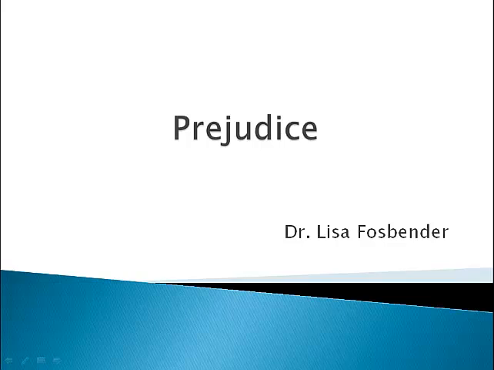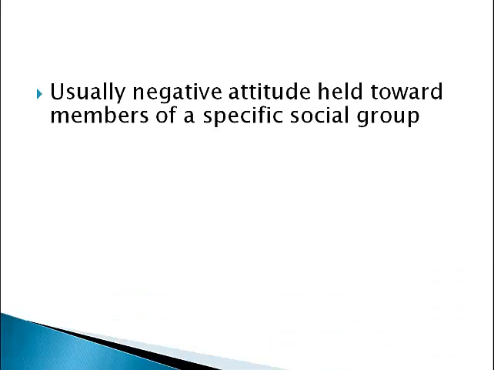This one deals with social psychology, specifically with prejudice. Now, prejudice is an attitude, okay? It's just a specific type of attitude, usually negative. I mean, we could talk about people being positively prejudiced toward someone, but usually that goes along with being negatively prejudiced toward everyone else. So it's a usually negative attitude held toward members of a specific social group.